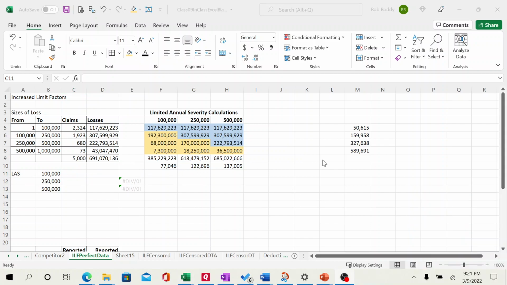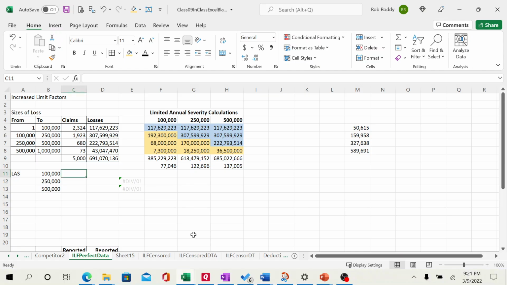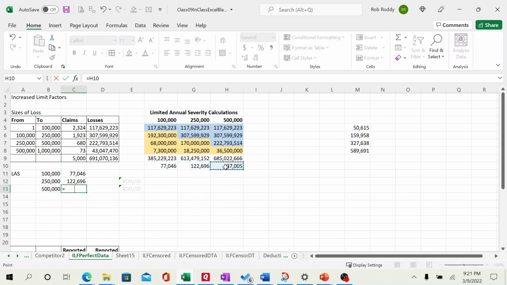Yeah, basically, so let's go back to our PowerPoint here. Our limited annual severity is the ILF: the limited annual severity for the layer divided by the limited annual severity for the base. Your base could be anything, but we'll say our base is our lowest layer. I'm just going to put them all here, so it's easier calculating them.